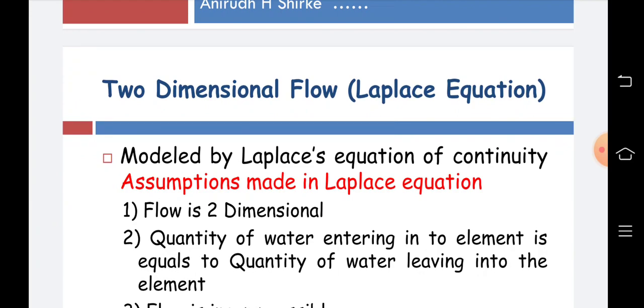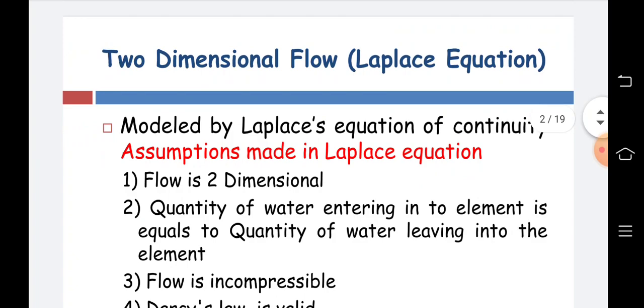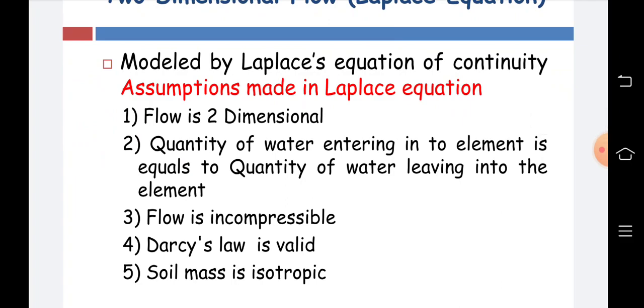And what is two-dimensional flow? That is when the water flows in the x direction as well as in the y direction. So while solving this Laplace equation, Laplace, a scientist, made some assumptions. First of all, flow is two-dimensional, that is flow in the x direction as well as in the y direction. Second, the quantity of water entering the element is equal to the quantity of water leaving the element, यानी कि जितना पानी अंदर जा रहा है उतना ही पानी बाहर जाएगा. Then flow is incompressible. It is not compressible. Then Darcy's law is valid.